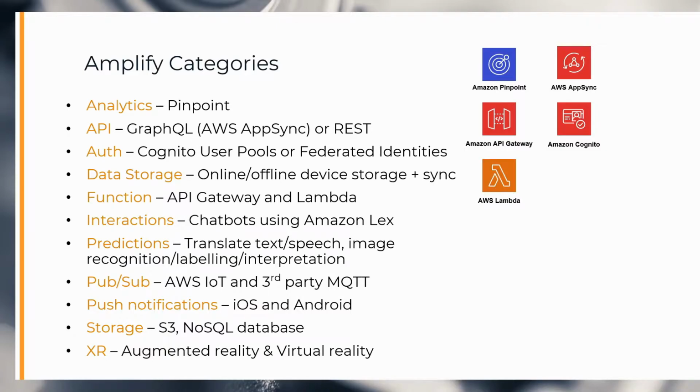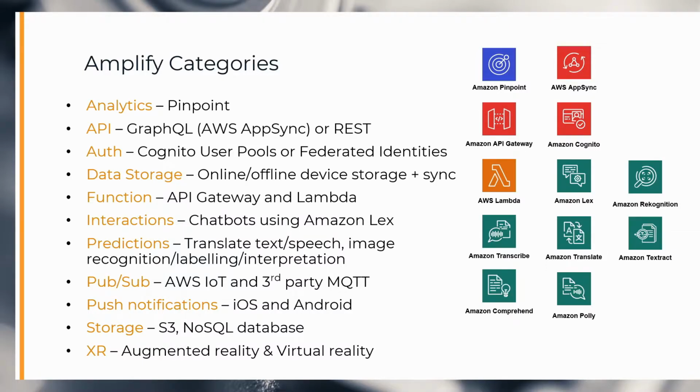In the function category, this is where we use functions as a service, and on the back end that provisions Lambda services for us, as well as API Gateway endpoints that we can use to access those functions. Through interactions, we can build conversational interfaces that leverage Amazon Lex at the back end. We also have UI components that we can drop in to provide instant interfaces for those major languages. In predictions, there's a whole bunch of back-end Amazon services that we can leverage for image recognition, language translation from one into the other, voice to text and text to voice, etc.